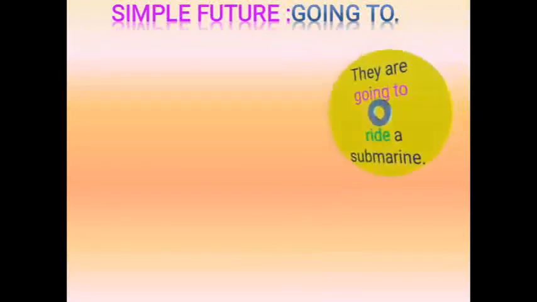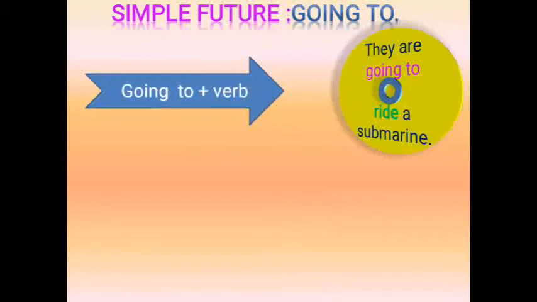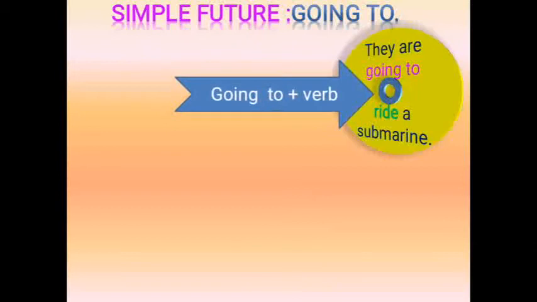Now we'll learn about going to. So, this example shows the use of going to. They are going to ride a submarine. That is subject plus are, the helping verb, plus going to plus main verb plus object. So, here the structure for going to generally is going to plus the main verb. This is how we learn in short about the structure of simple future using going to, that is going to plus main verb.